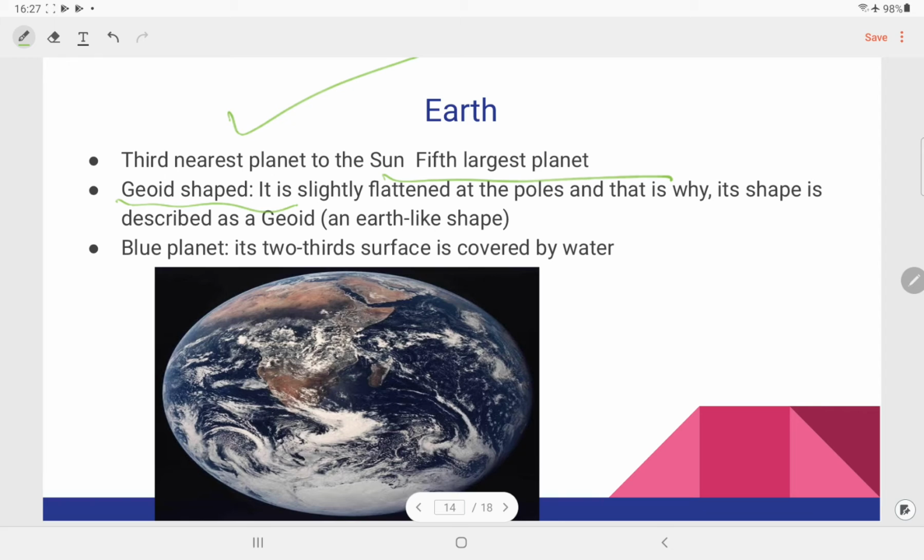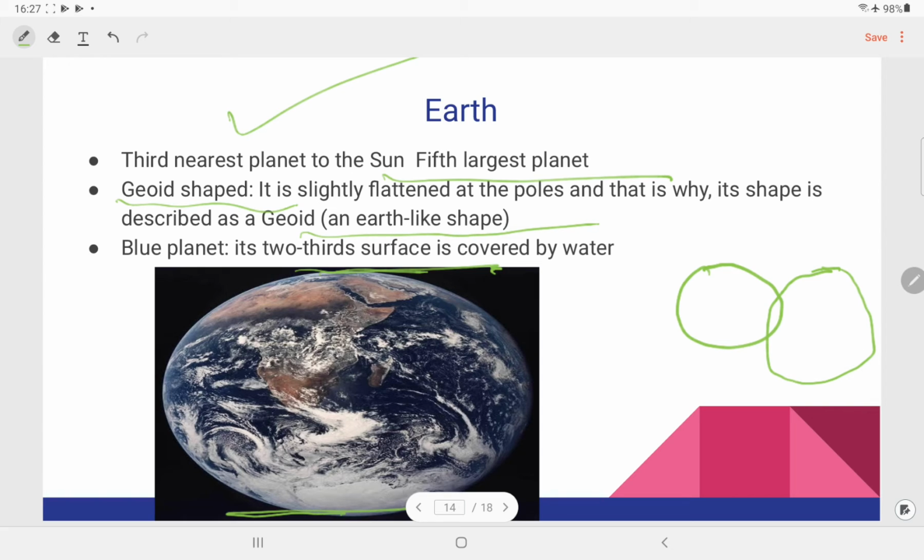We have to know the geoid shape. What is geoid shape? It means it is not a complete circle, it is slightly curved at its top. Not that much, but here we can see the geoid shape is there, not completely a circle, but slightly depressed from both sides. So this is a geoid, or we can say earth-like shape.